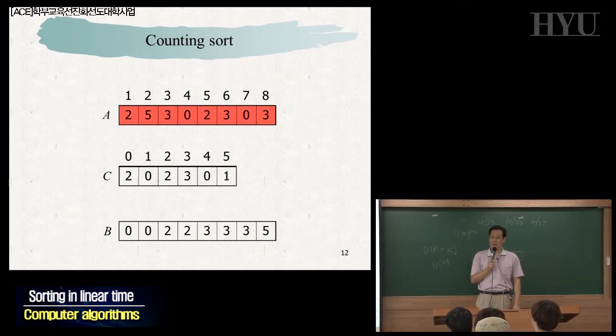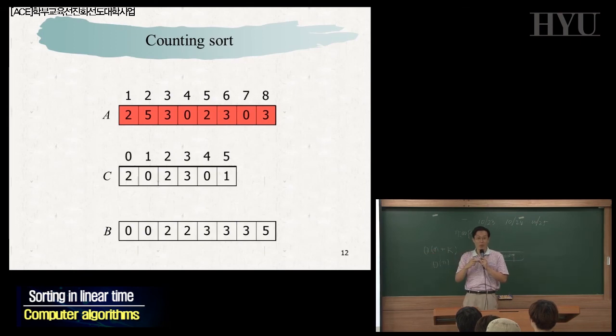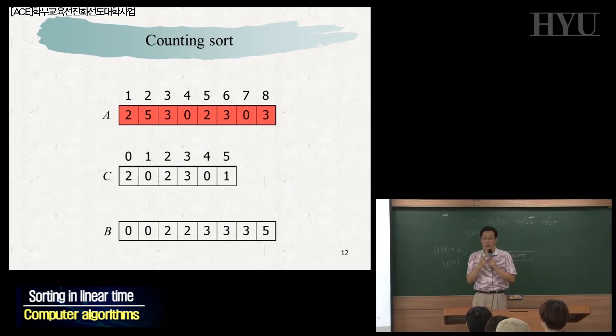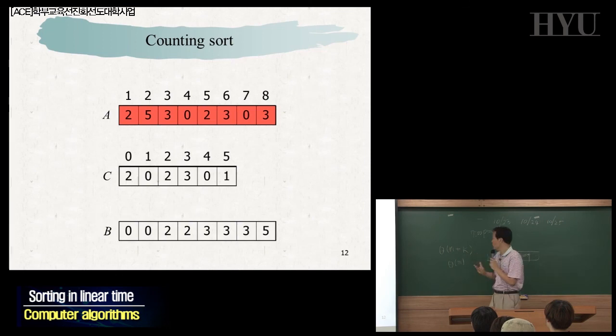But sometimes, from the context, you may know that the range is very small. If it is a bit array, we know that k is 2. So in that situation, you can safely use this counting sort.